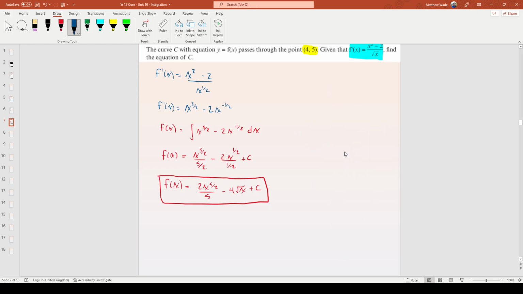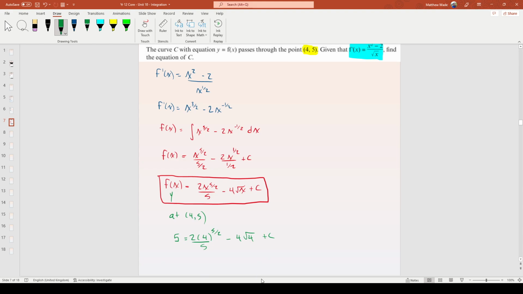So we need to get what's called a particular solution, which means we have to actually put the values in. So here's what you do. You're going to go at 4, 5. Now, you guys know already that f of x is secretly like a y, isn't it? So we'll just pop that in. 5 equals 2, open bracket, 4 to the power of 5 over 2, see what I'm doing? I'm just putting the numbers in, right? Over 5, take away 4 times the square root of 4 plus c. And that's what we got so far.